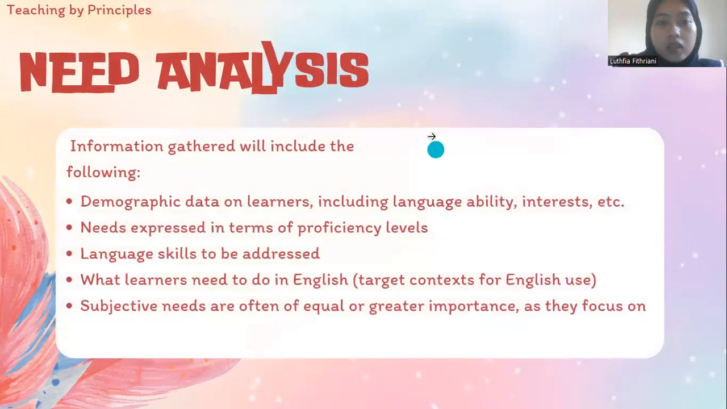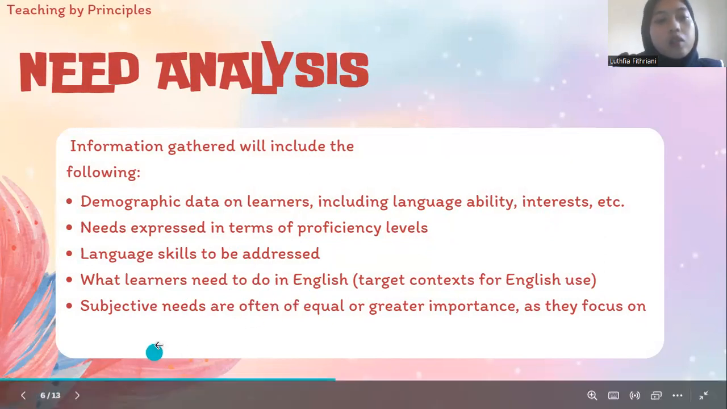The second is needs analysis. Information gathered will include the following: demographic data on learners, including language ability, interest, and etc. It is expressed in terms of proficiency levels, language skills to be addressed, what learners need to do in English. Subjective needs are often of equal or greater importance as they focus on.